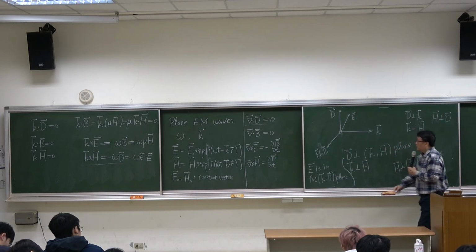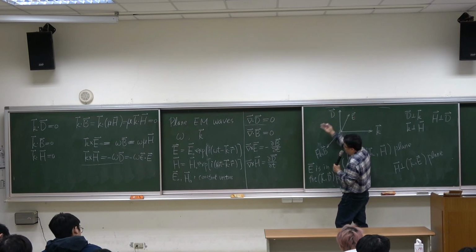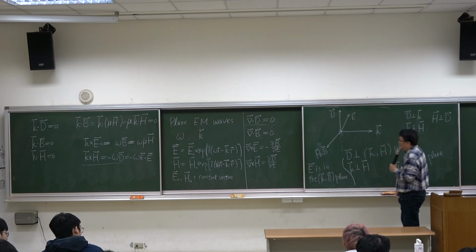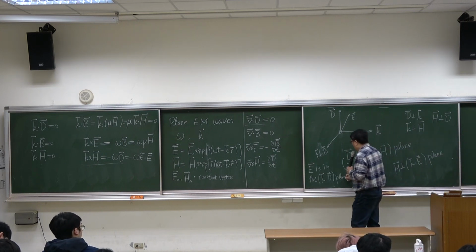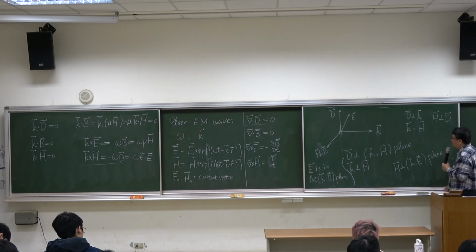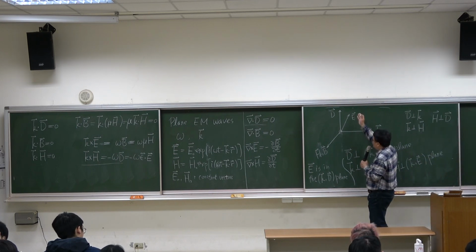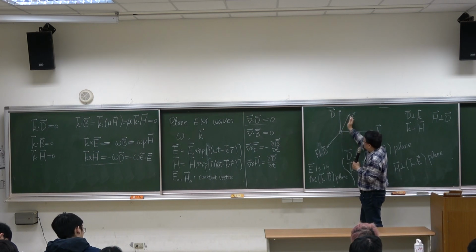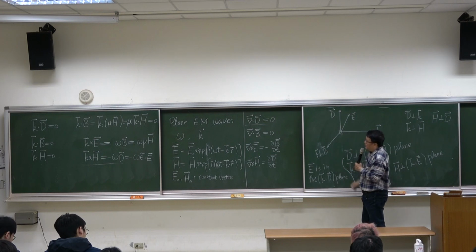好，电场 E 的方向，电场 E 躺在 KD 平面上，躺在这个平面上，KD plane. E is in the KD plane. Okay. So in general, the E vector is along a direction different from the direction of D vector.